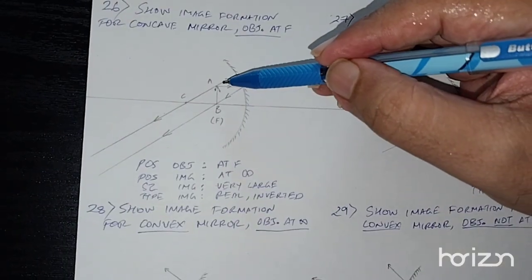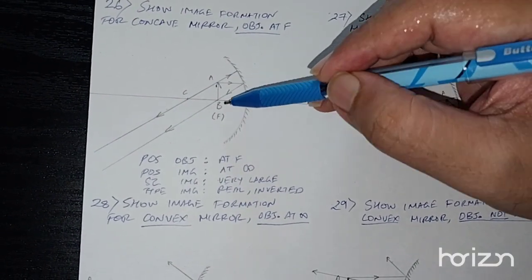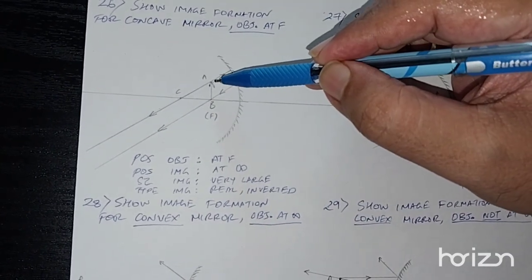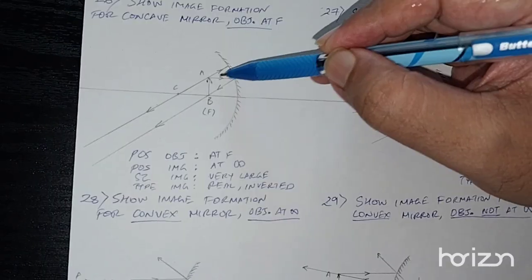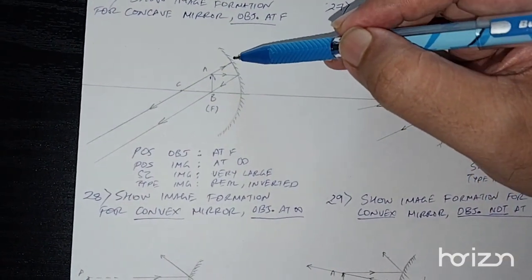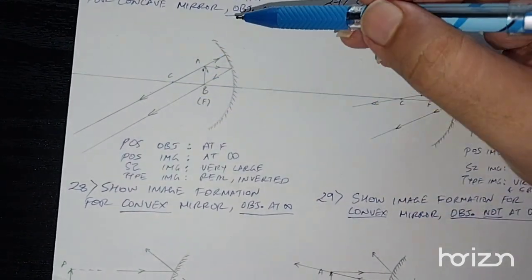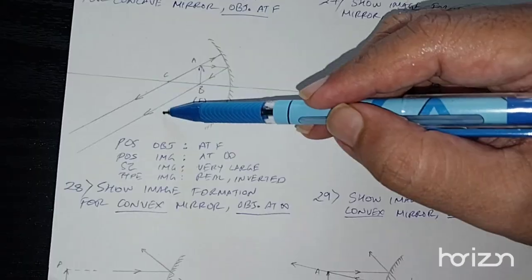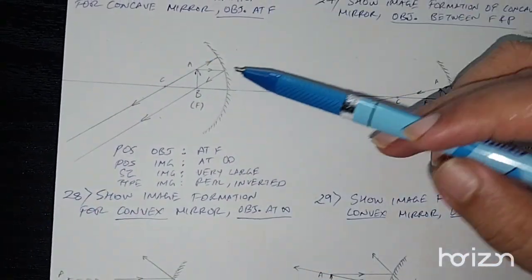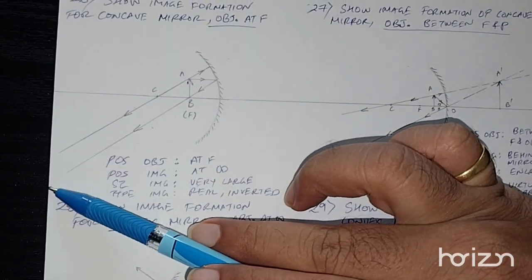You can take a ray which goes from A parallel to the principal axis, that gets reflected and passes through the F. Then you can take a ray which goes along the radius of the spherical mirror, which passes through C, so that gets reflected and goes in the same line but in the opposite direction. And you will notice that these two lines are parallel and they never meet. They meet only at infinity. So if you place an object at F for the concave mirror, the image is formed at infinity.